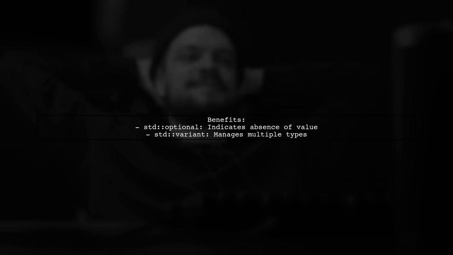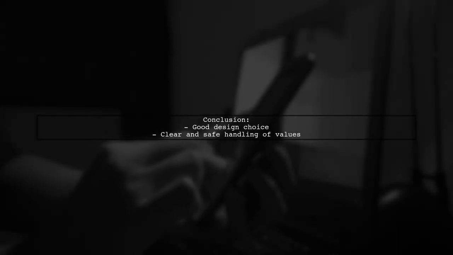This approach is effective because std optional allows us to indicate the absence of a value, while std variant lets us handle multiple types safely. In conclusion, using std optional with std variant is a good design choice for this function, providing clarity and safety in handling different types and optional values.